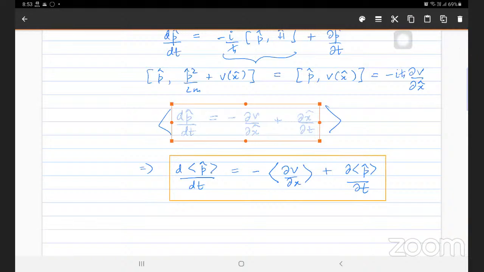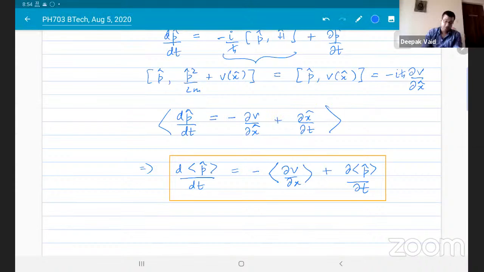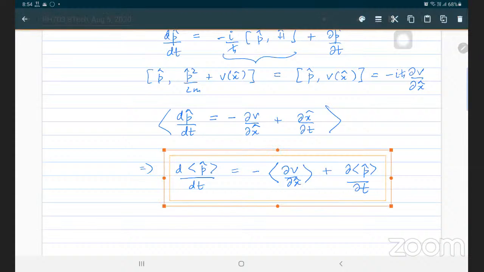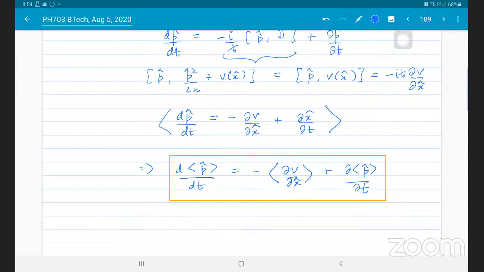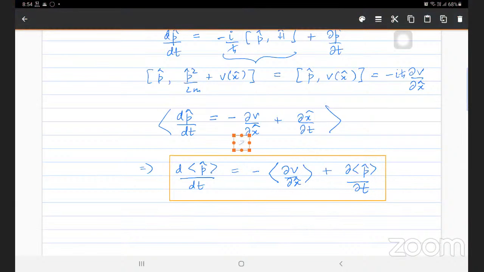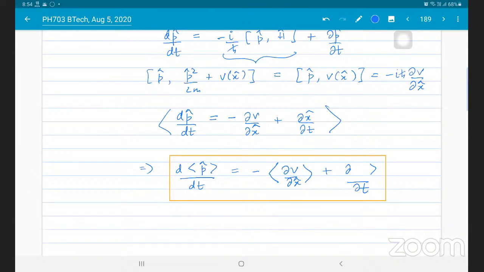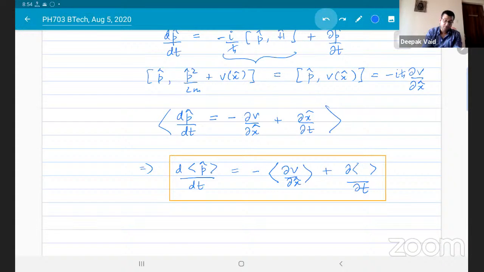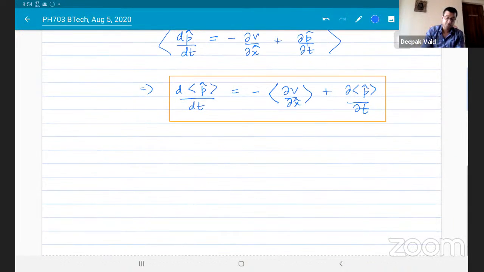Student: Sir, dx hat by dt, where is that? Second term, sir. Okay, thanks. No, so this should be P, no? This should be P. Yeah, this should. So yeah, this is the Ehrenfest theorem. Okay.